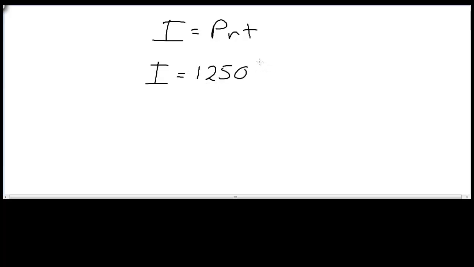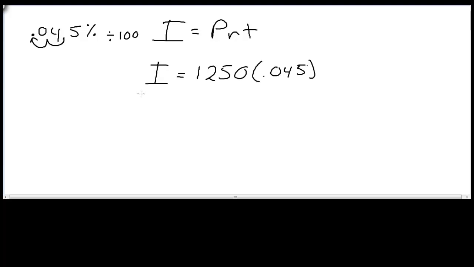Our interest rate is 4.5%. Now in an equation like this, we want to insert it as a decimal. We never want to put it in as a percent. It throws the numbers way off. So 4.5%, to change to a decimal, I divide by 100. The effect of which means I move my decimal point twice to the left. And here I need a space filler. So this translates to the decimal, 0.045.